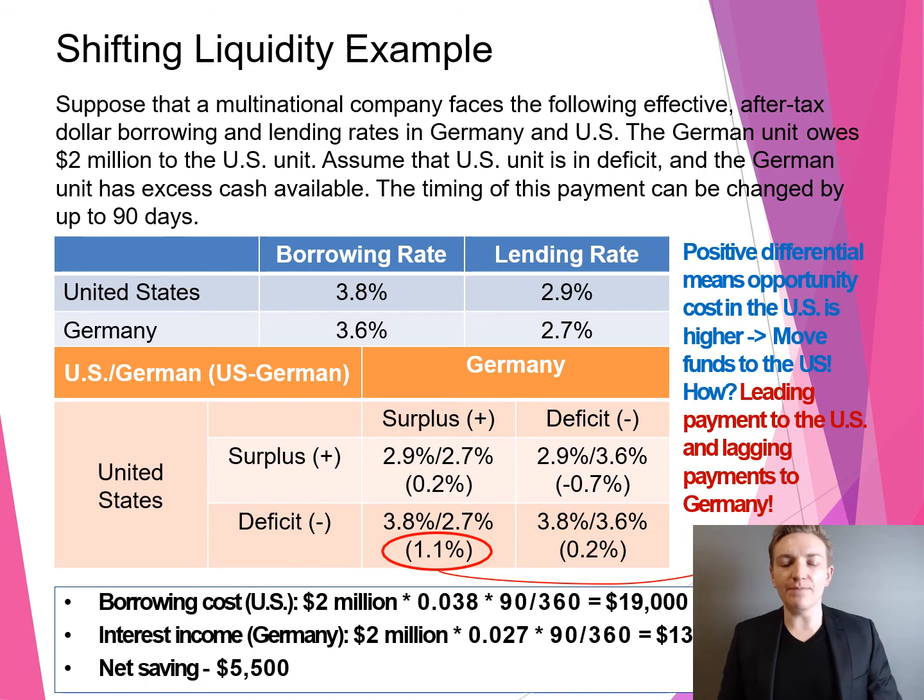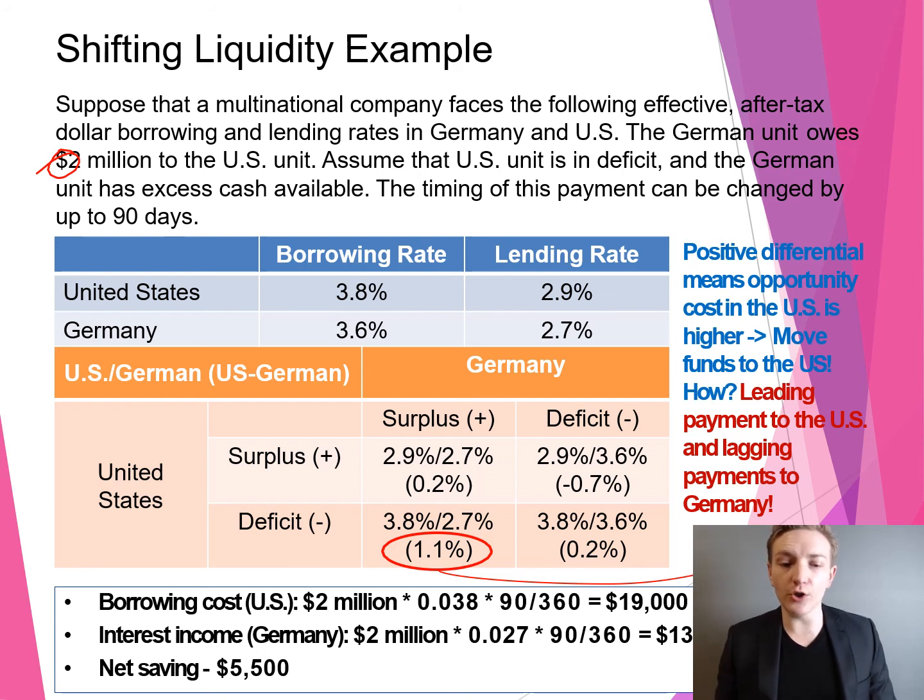So to give one really basic example, suppose we've got a scenario here. There's a multinational firm that's operating obviously across multiple countries. The after-tax borrowing cost and lending cost in German and US subsidiaries. The German unit owes $2 million to the US unit. Now assume the US unit is in a deficit, and the German unit has excess cash available. The timing of this payment can be changed for up to 90 days. Now, the 90 days comment here is slightly arbitrary. We're just having a time horizon that we can play with.